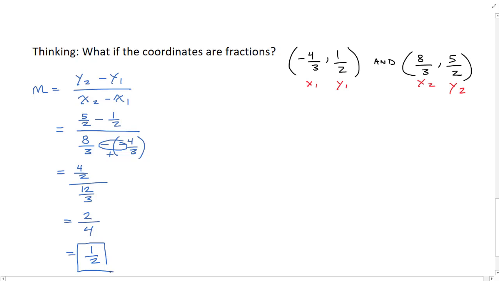So follow the same steps. Sub it in, simplify, and there you go. So now that we've done the lesson, try today's homework.